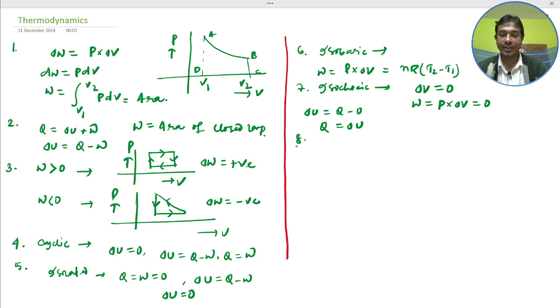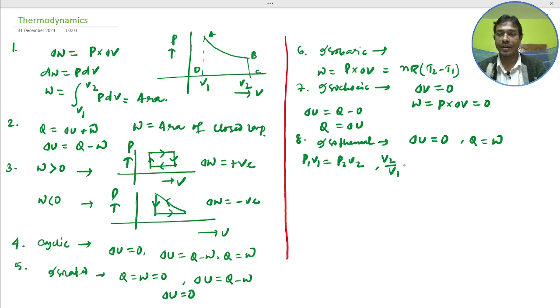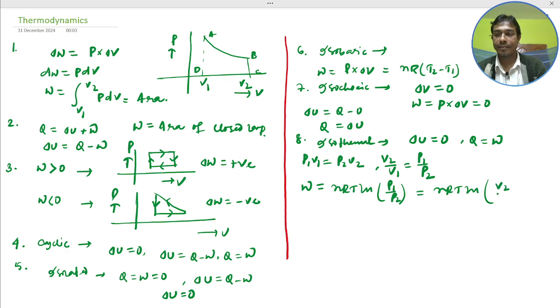Next one, the isothermal process, where del U equal to 0. So you would get Q equal to W, and P1 V1 equal to P2 V2, or V2 by V1 is equal to P1 by P2. The work done here for the isothermal process is nRT ln (P1 by P2), or nRT ln (V2 by V1).